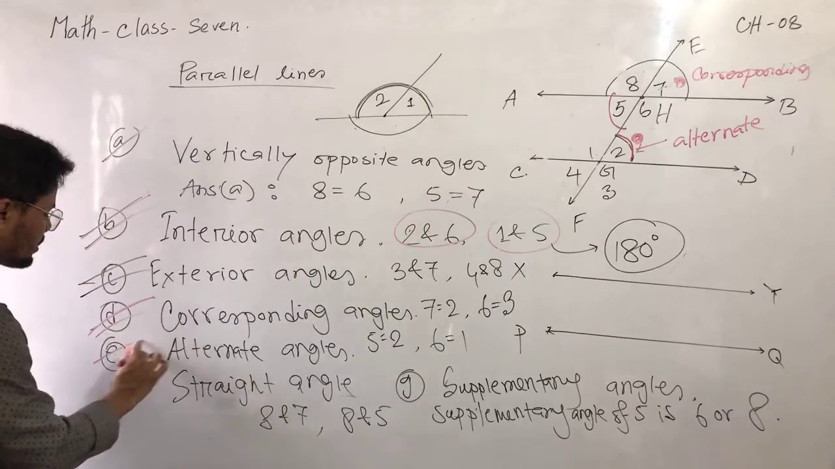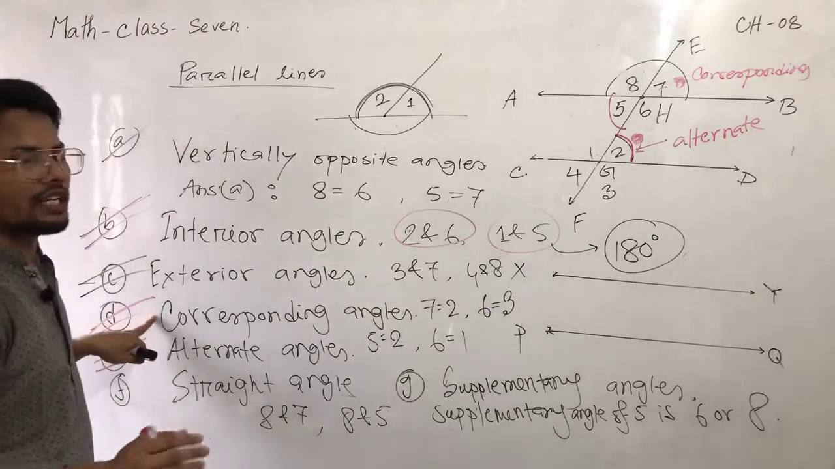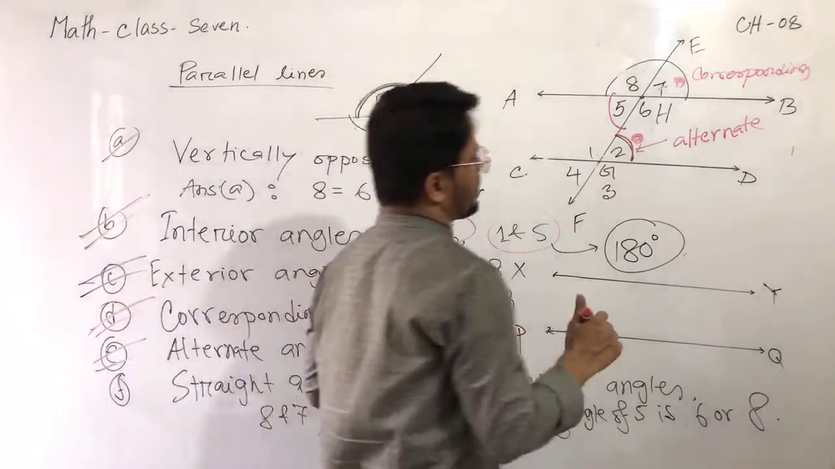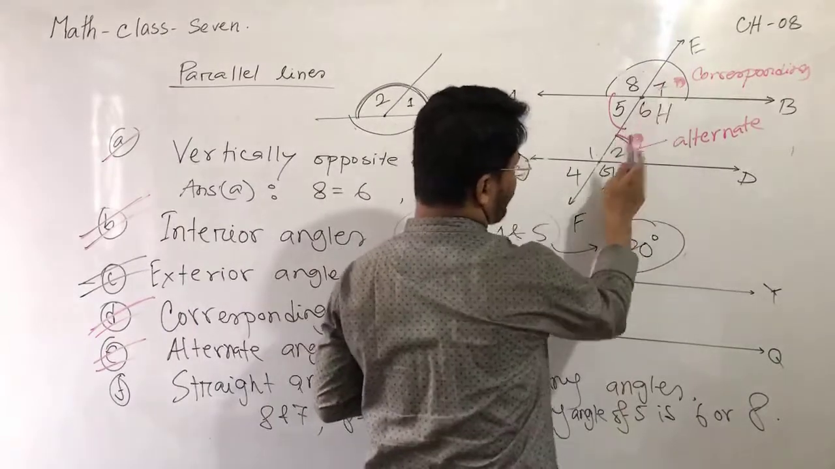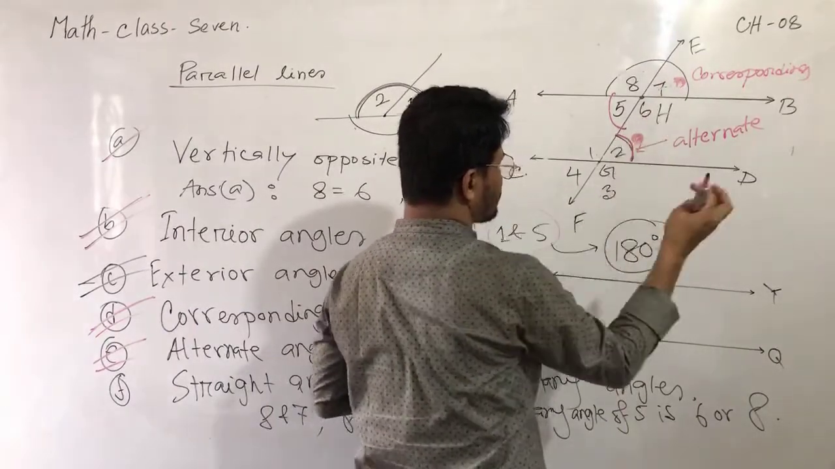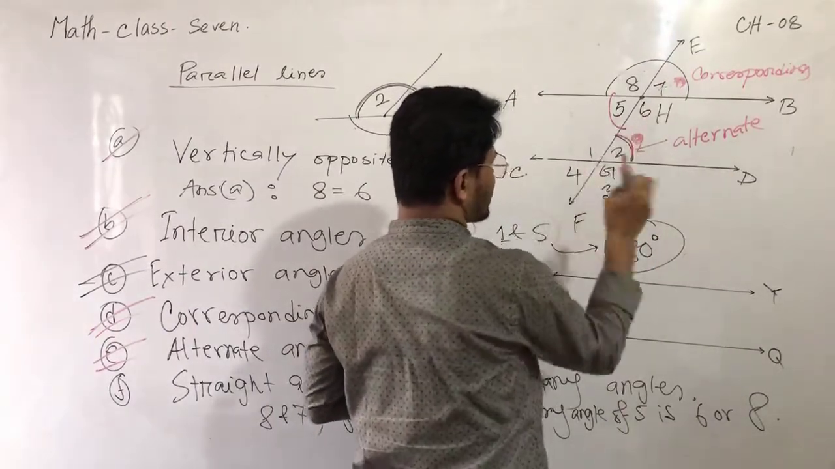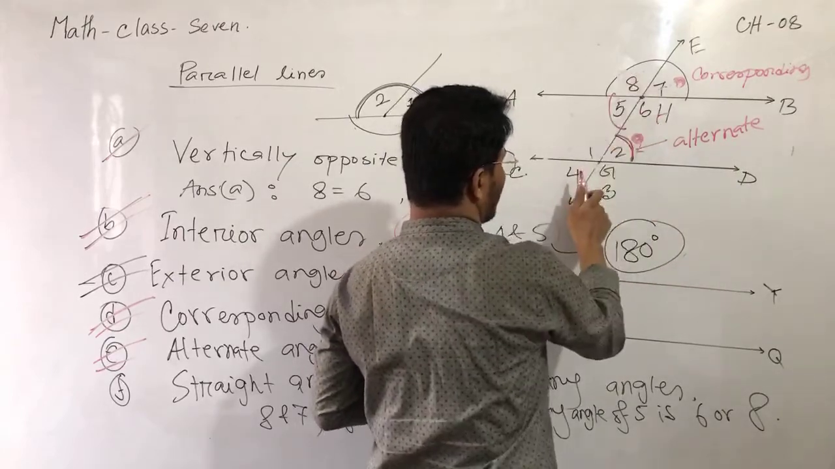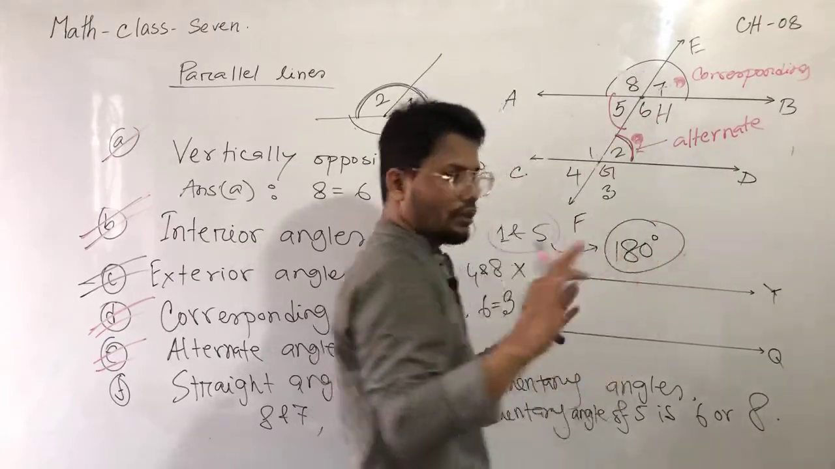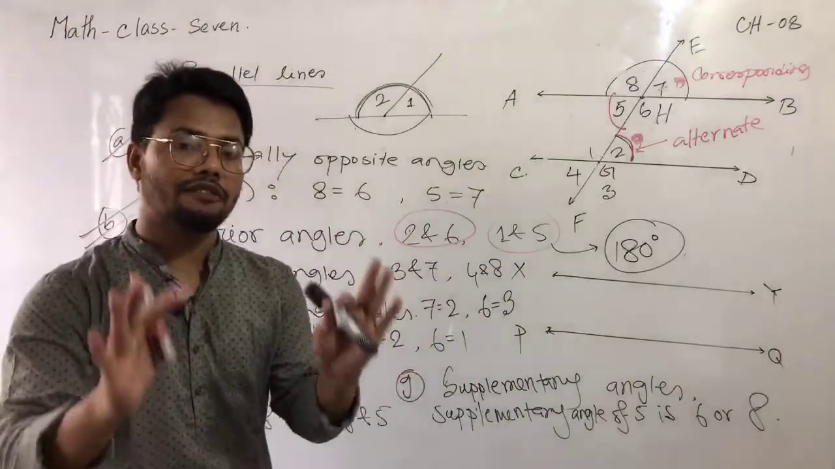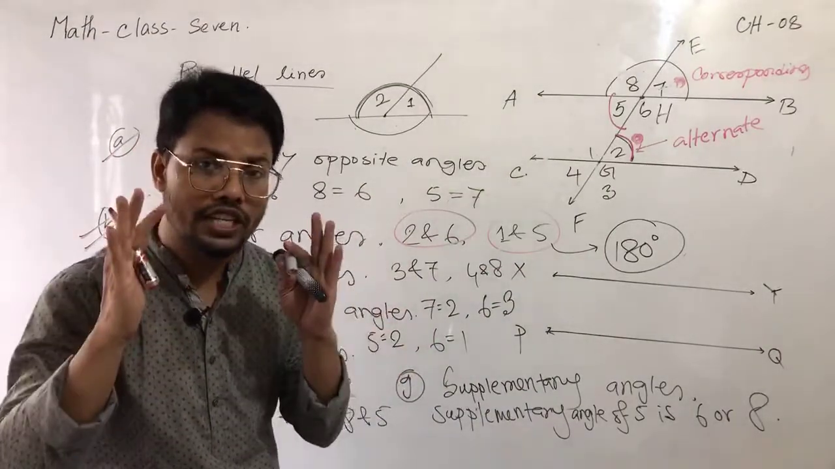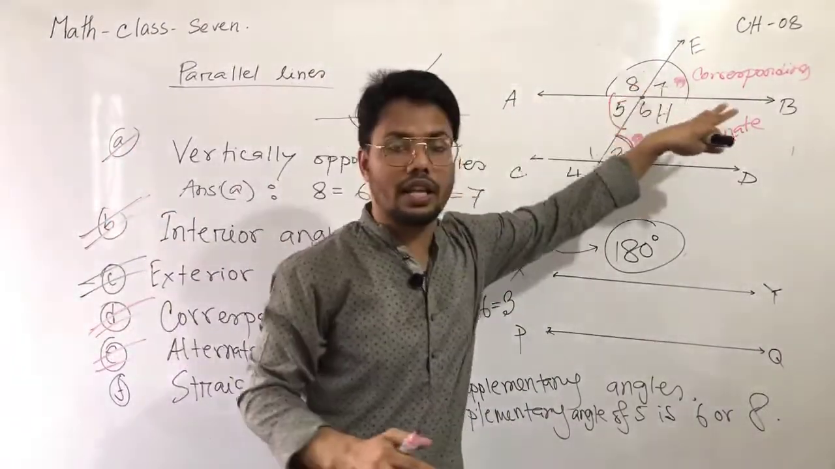And this is the unlimited corresponding angle. So how many corresponding pairs of angles? 7, 2 is one pair; 6, 3 is two pairs; 5, 4 is three pairs; 8, 1 is four pairs. So you will get 4 pairs of corresponding angles in parallel lines.